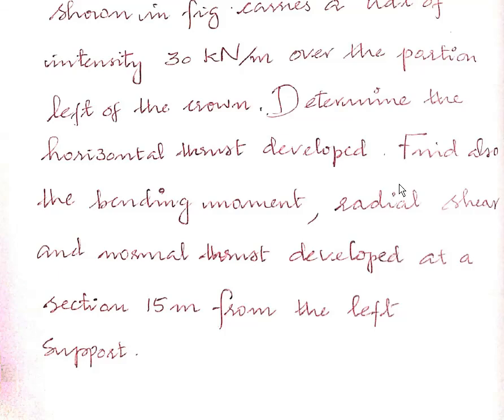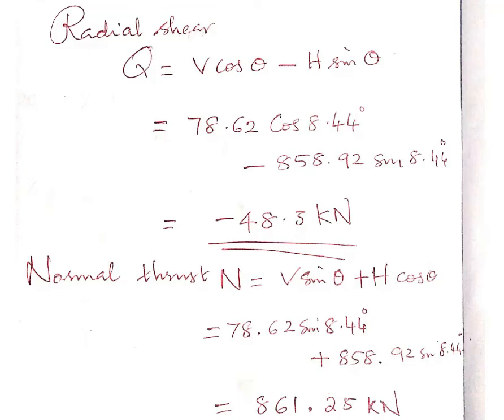So again back to the question. Find also the bending moment, radial shear and normal thrust developed at a section 15 meter from the left support. So here we have already calculated the bending moment at a section 15 meter from the left support. Now we have to do the calculation of radial shear and normal thrust at a section 15 meter from the left support. So for that we need to know the value of theta, because in the equation of radial shear and normal thrust, we require the value of theta.